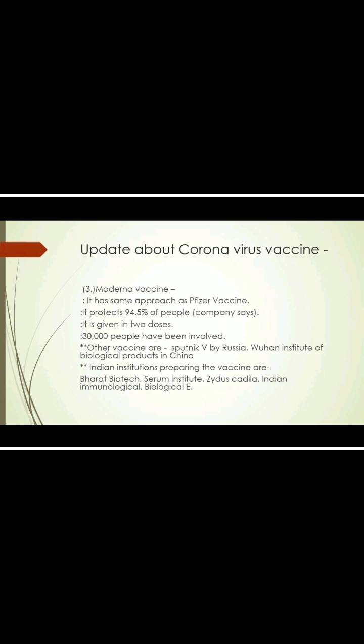The next is the Moderna vaccine. It has the same approach as the Pfizer vaccine. It protects 94.5% of people, the company claims. It is given in 2 doses. 30,000 people have been involved. It is easier to store this vaccine than Pfizer because it stays stable at minus 20 degrees Celsius for up to 6 months. Other vaccines are Sputnik 5 by Russia and the Wuhan Institute of Biological Products in China.